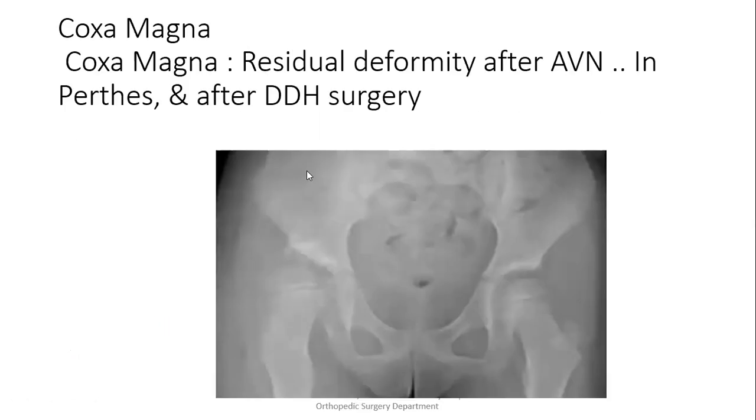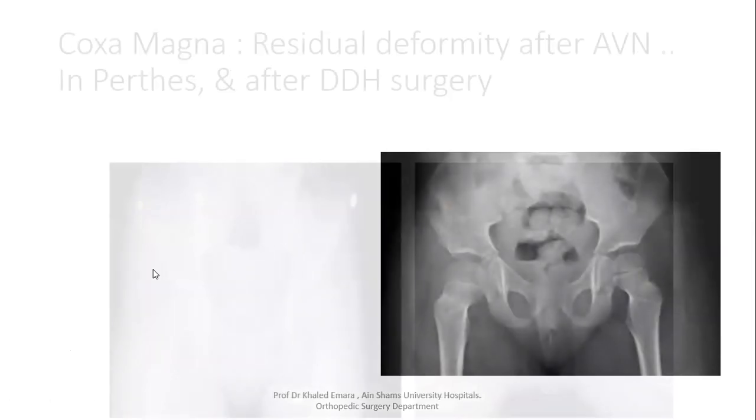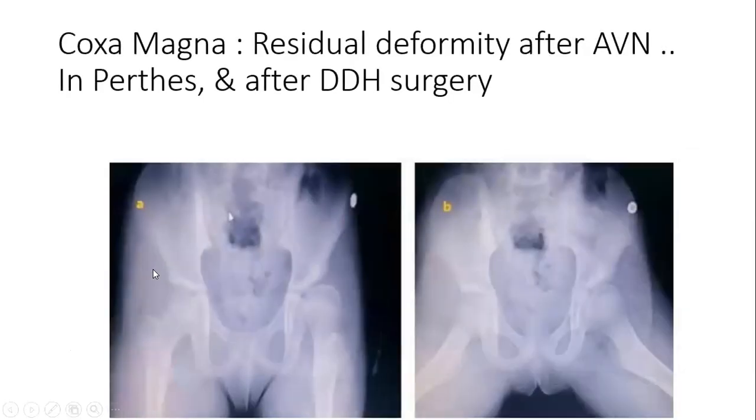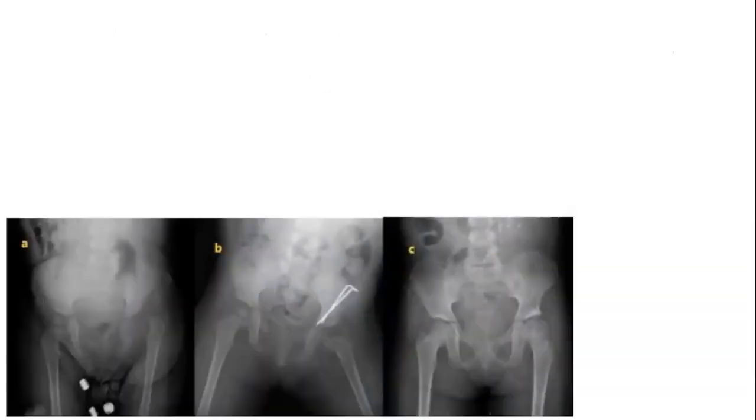So let us have a look at deformities of Perthes disease. Some would say there is coxa magna. Coxa magna is a plain X-ray definition and has nothing to do with reality. Coxa magna is seen in Perthes and also seen after AVN and also seen after DDH surgery, but it does not affect the patient's life.